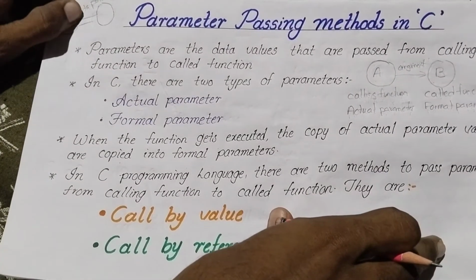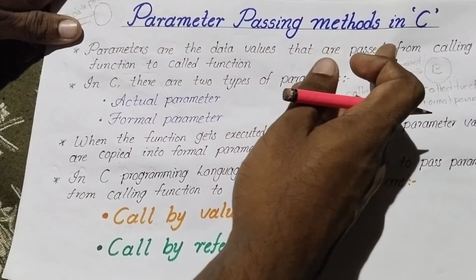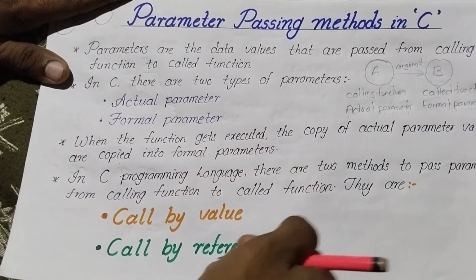So we have learned about parameter passing methods in C, call by value and call by reference, today.